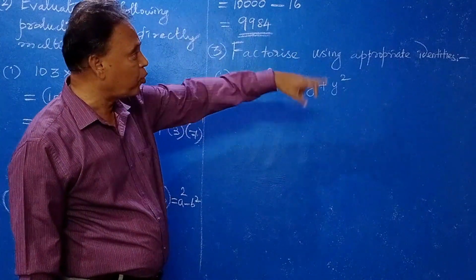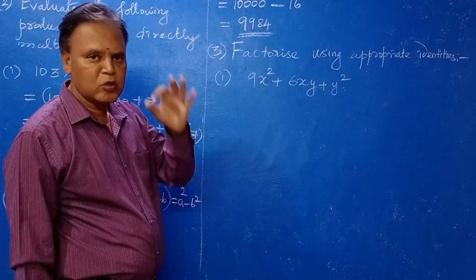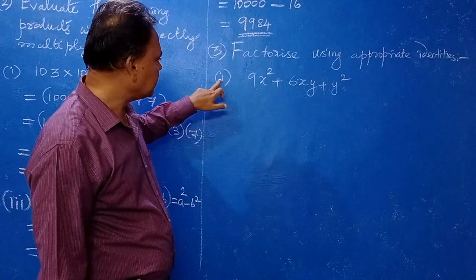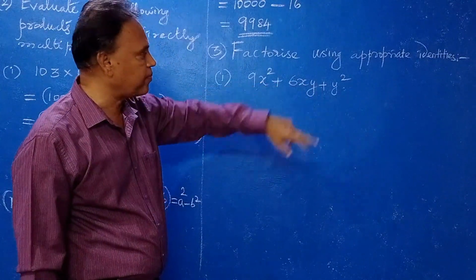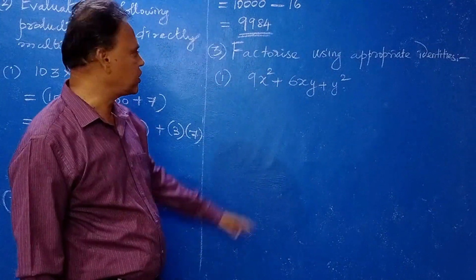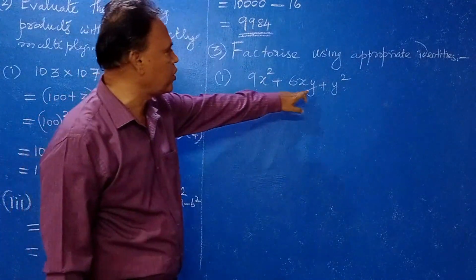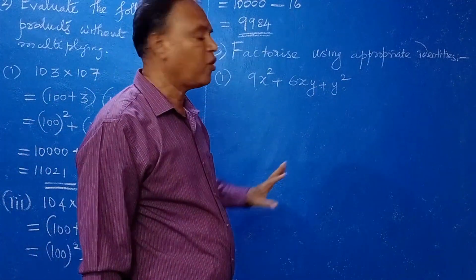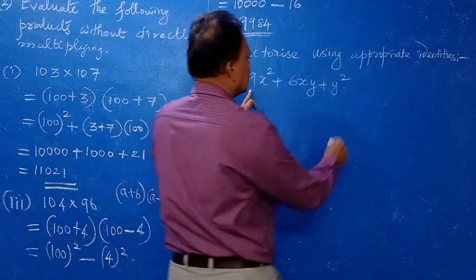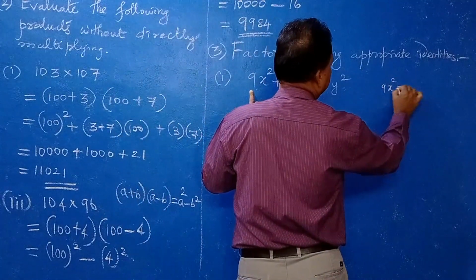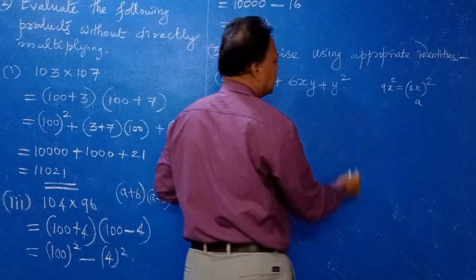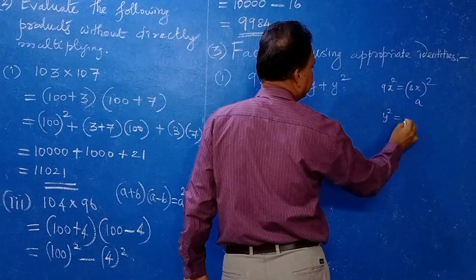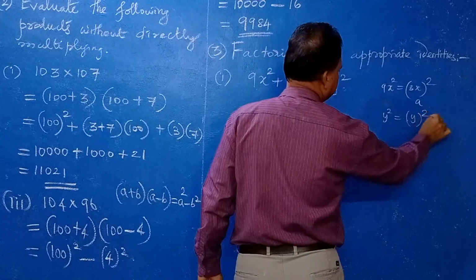You see this problem. Factorize using appropriate identities. You have to use the correct identities. You see the problem. 9x squared plus 6xy plus y squared. This is clearly in the form of a squared plus 2ab plus b squared. How to find out a? What is a here? 9x squared, you can write it as 3x the whole square. So you take it, this is a. This y squared, you can write it as y the whole square. This one is b.